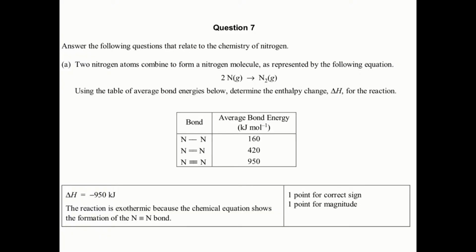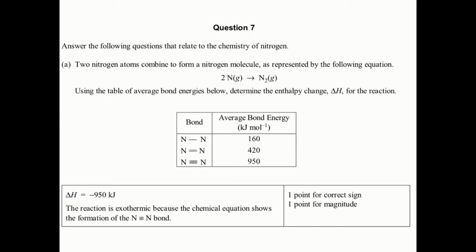So for question number 7, it says answer the following questions that relate to the chemistry of nitrogen. So 2 nitrogen atoms combine to form nitrogen molecule as represented by the following equation. Using the table of average bond energies below, determine the enthalpy change delta H for the reaction. So remember, because we're using bond enthalpies, we need to do reactants minus product.